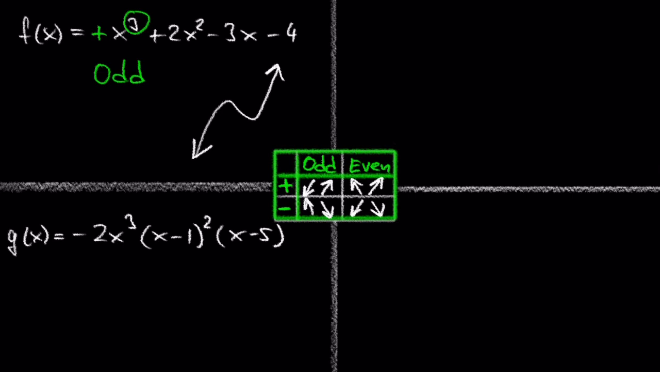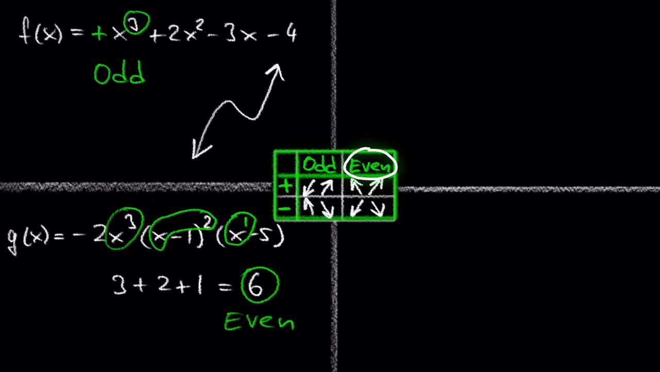The degree of this polynomial is not 3. We have to be careful here. Note that there is no addition or subtraction sign between these terms. Recall that when multiplying exponential expressions with the same base, we add the exponents. This means that the degree of this function is 3 plus 2 plus 1, which is 6, which is an even number.